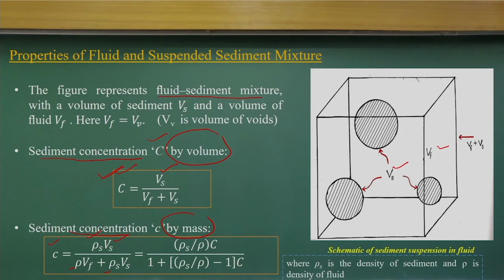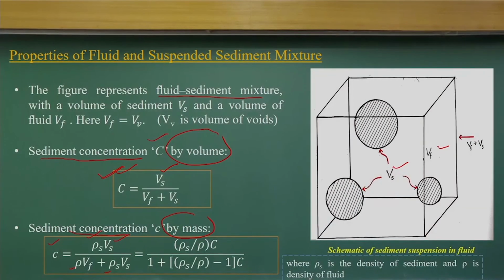So sometimes we talk about sediment concentration in terms of volume or in terms of mass. So the C value will be different, and in many books we define the capital C or the small c for sediment particles by mass.